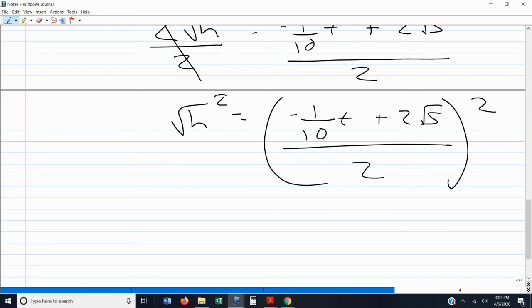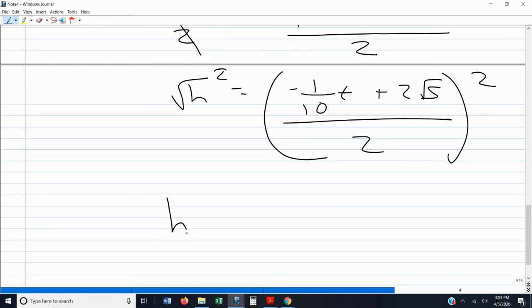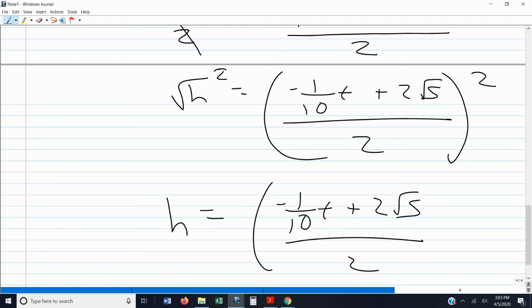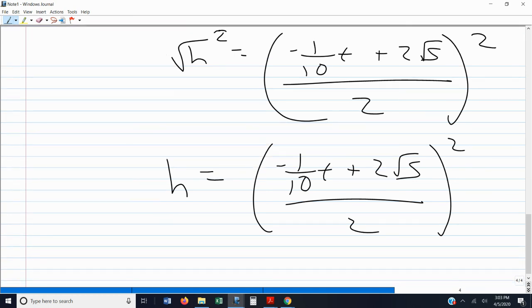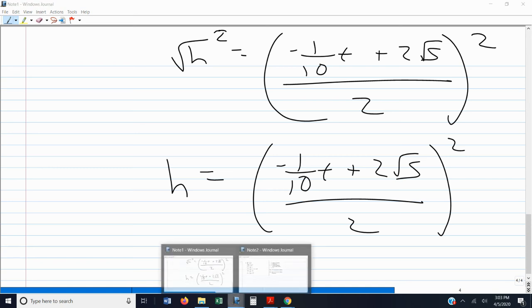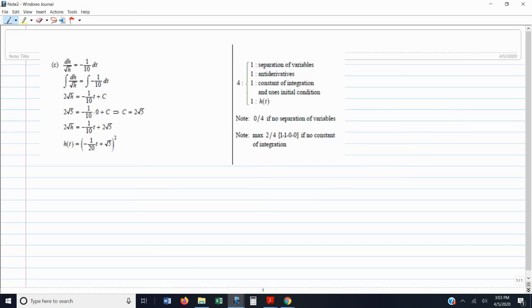Okay, and the square root of h squared is going to just be h equals, and then you've got negative 1 over 10t plus 2 root 5 divided by 2 being squared. And that would be the 4th point. And I'm going to come back in a second and show if you don't want to write it in that ugly way, I'll come back for those people in 1 second.